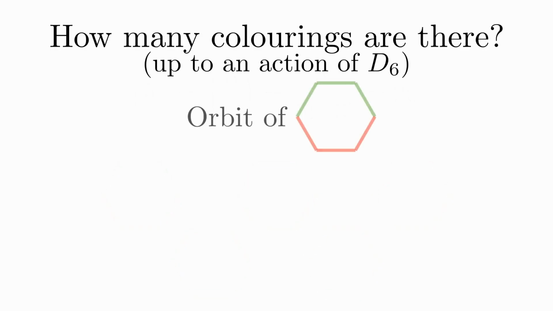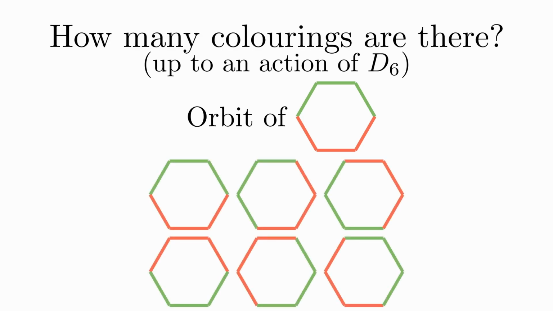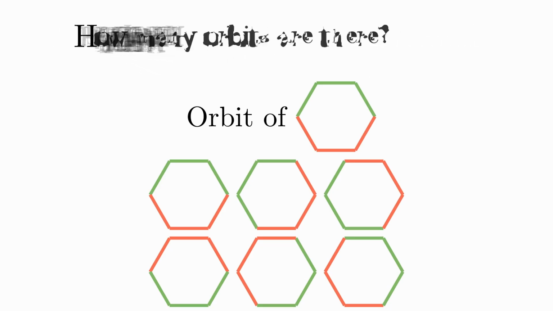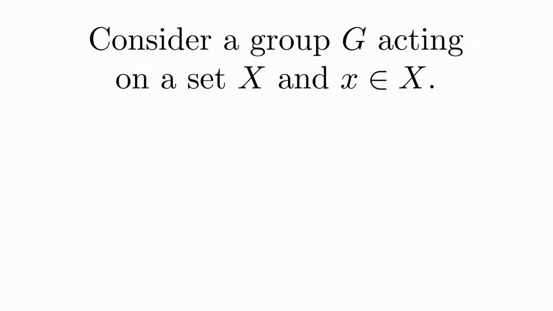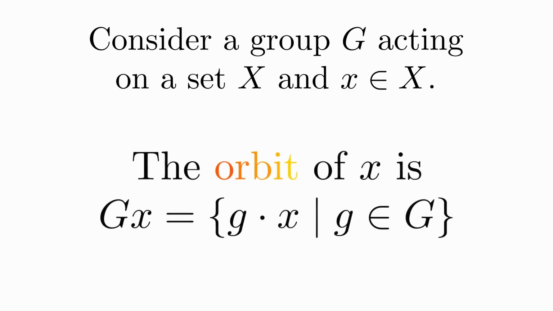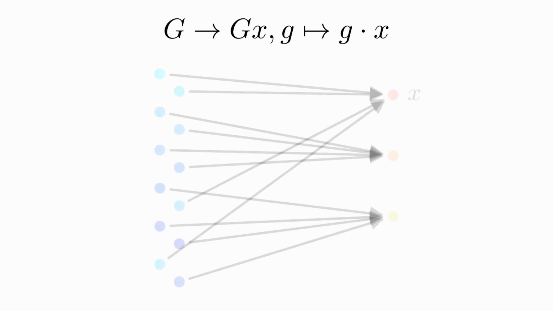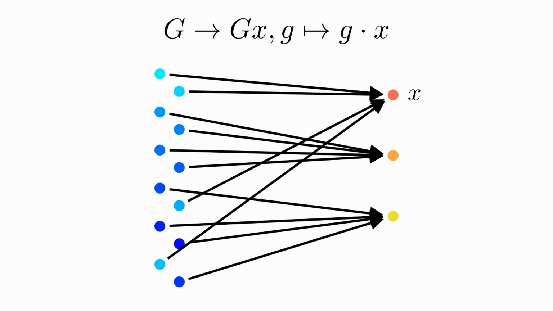To make this more precise, we look at the orbit of a coloring. This is the set of all the colorings which differ only by an action of a symmetry. So instead, we could ask how many orbits there are. Let's make these definitions more formal. So consider a group acting on some set and an element X in that set. Then the orbit of X is the set of all elements that can be obtained by applying elements of G to X. To understand orbits better, let's look at the map which maps each element of the group to the corresponding element in the orbit.